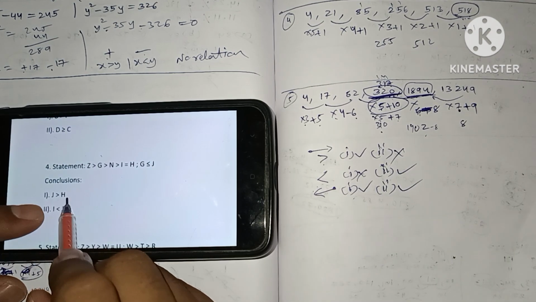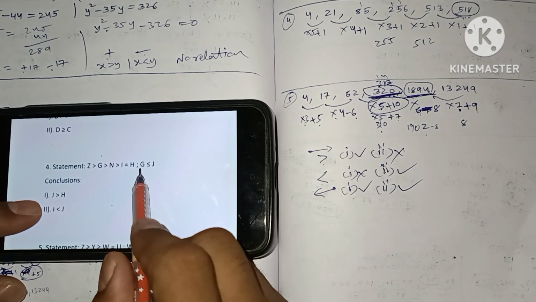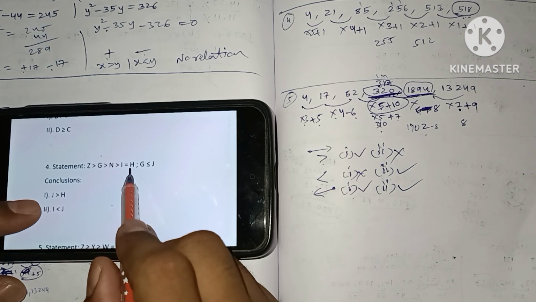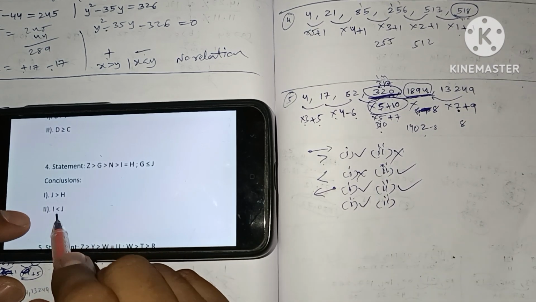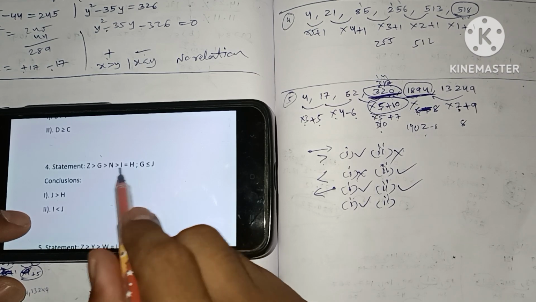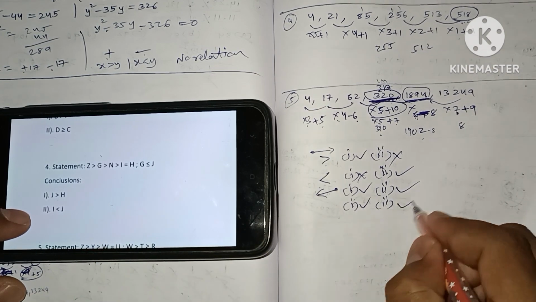The flow from J to H. From J we can reach to G. From G we can reach to H. First one is true. Second one, the flow from J to I. From J we can reach to G. From G to I it is possible. So it is also true.